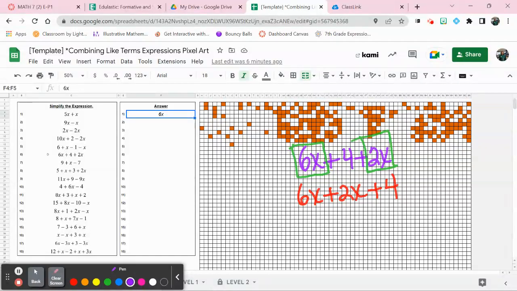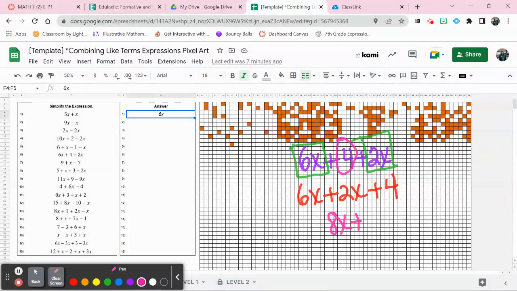Or different colors, whichever you prefer. Okay? I know that my rectangles go with my rectangles. Down here, I know that these two are next to each other. They both have x's, so they can be combined or added. 6 plus 2 is 8 x's.